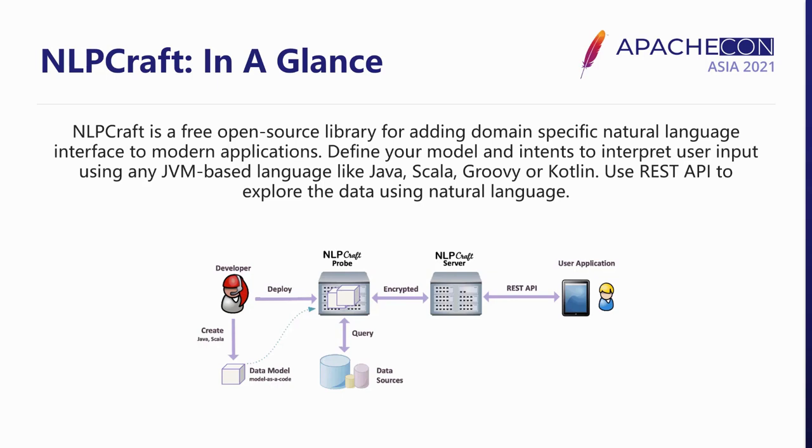And your applications can use REST APIs to explore and control the data using natural language. So let's unpack this definition a bit. First of all, NLPCraft is part of ASF and hence licensed under the Apache 2.0 open source license. NLPCraft is laser focused on developing a narrow, domain-specific natural language interface for a particular application versus attempting to build some sort of general artificial intelligence capabilities. This is one of the key differentiating characteristics of NLPCraft, and we'll talk about it in a separate section.